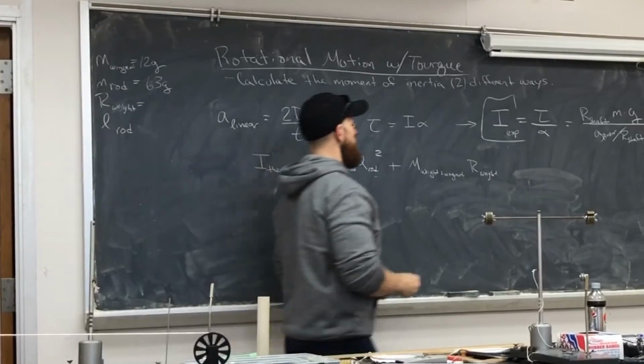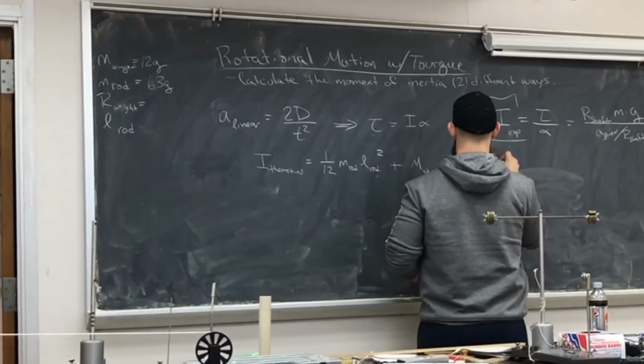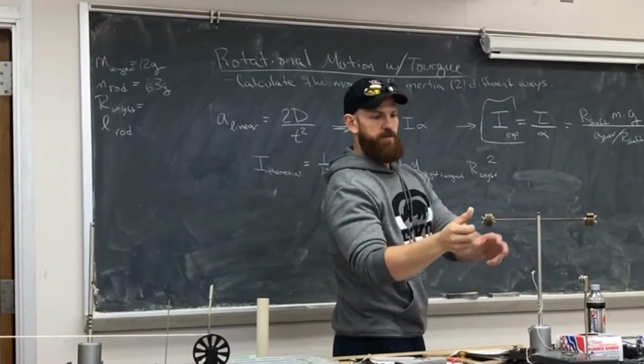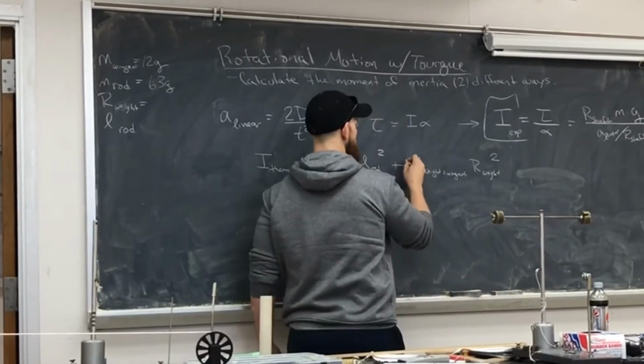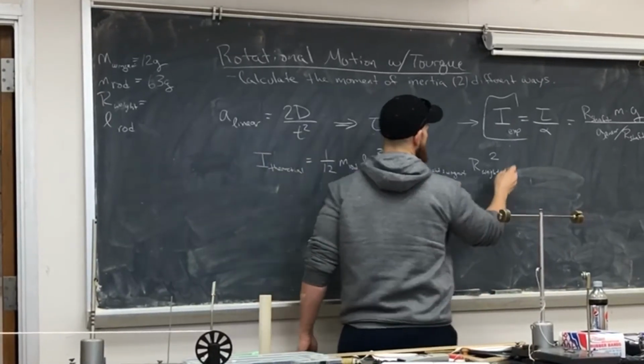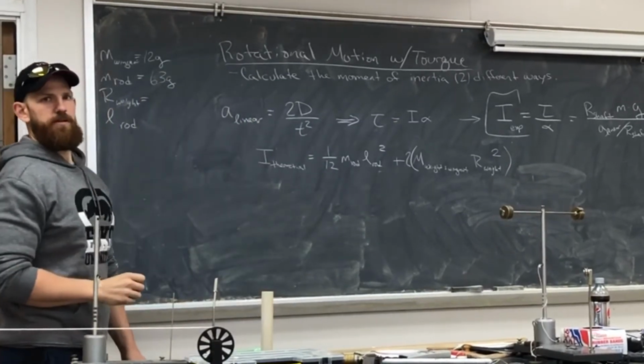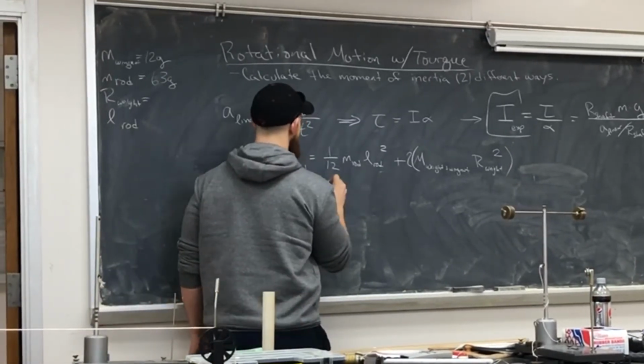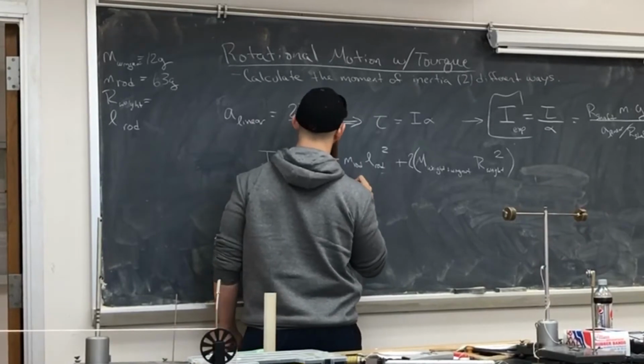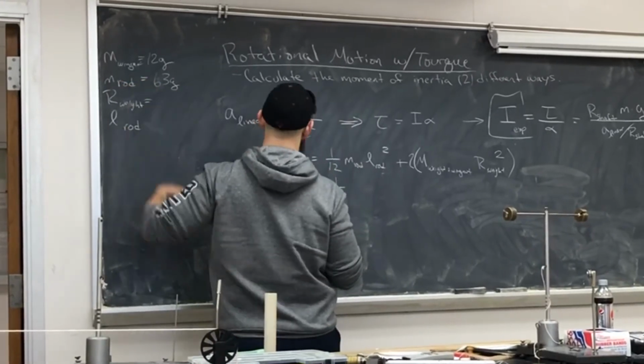So R weight, and that's squared. And there's two of them. There's a contribution from one on each side, so I simply multiply that by 2. All right? And that is the total equation to figure out the theoretical value. So we'll plug in values and we'll figure that out before we even do an experiment. So M rod was 63 grams.